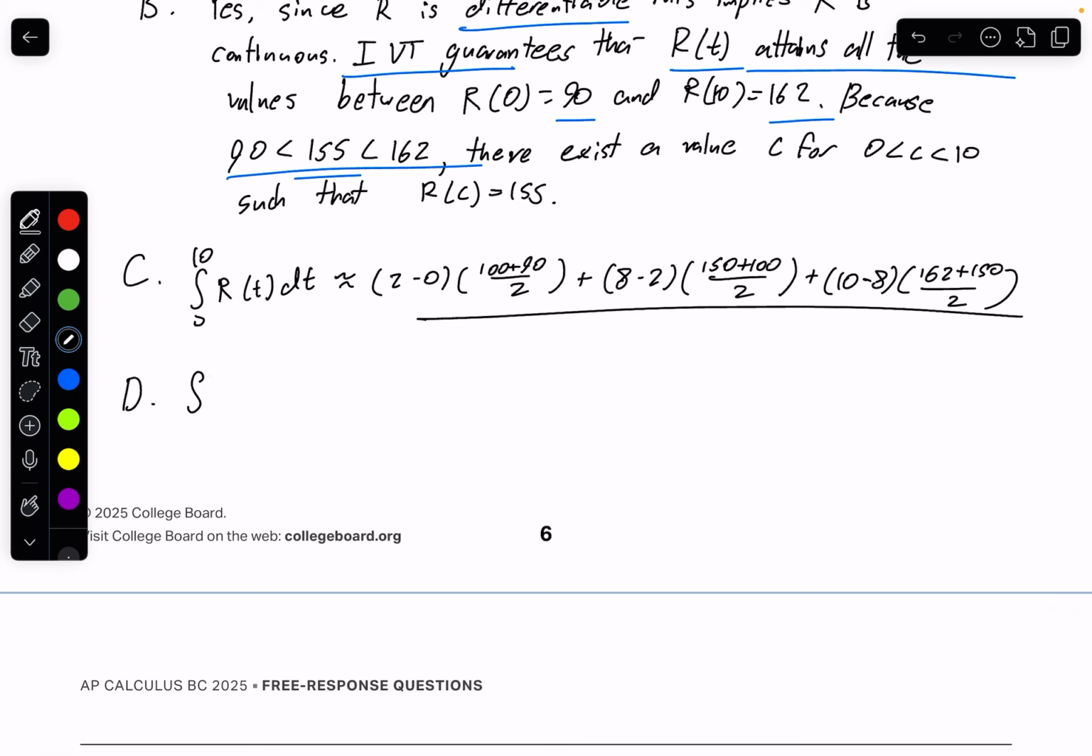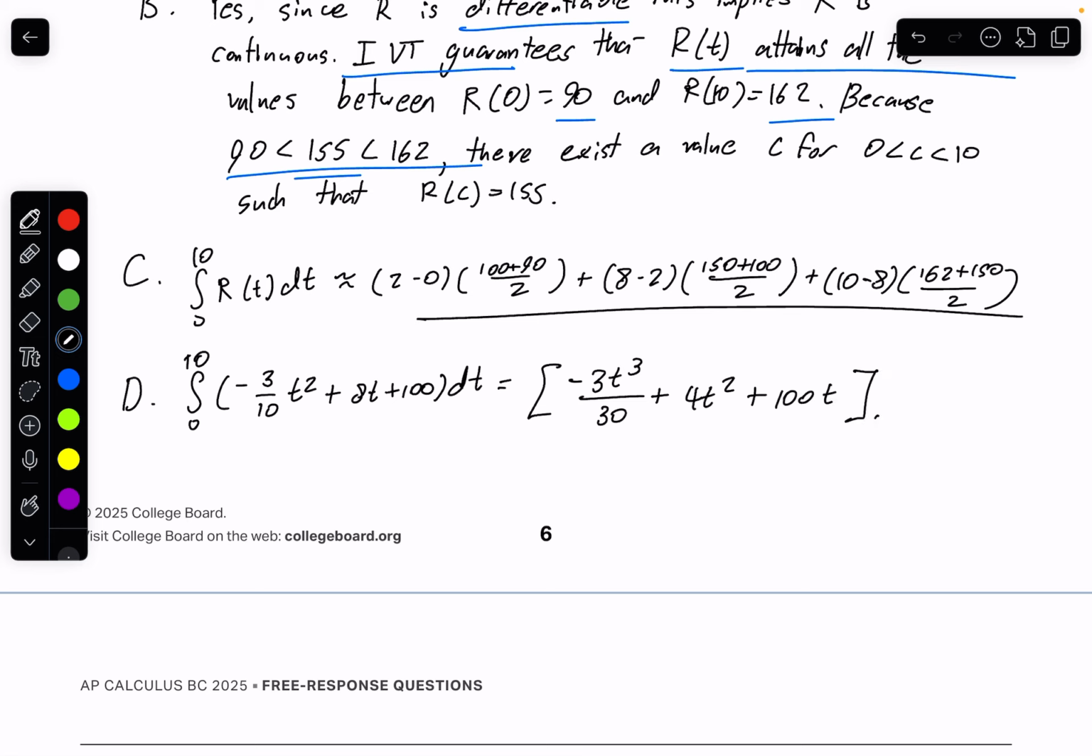So our answer is going to be the integral from 0 to 10 of w of t, which is negative 3 over 10 t squared plus 8t plus 100 dt. You can simply integrate this by using your power rule, and that's all you need. So you'd have negative 3t cubed over 30 plus 4t squared, because you want to add 1 and you want to divide by the new exponent. Then you have plus 100t, and it's going to be bounded by 0 to 10. And you want to simply plug in all the values.